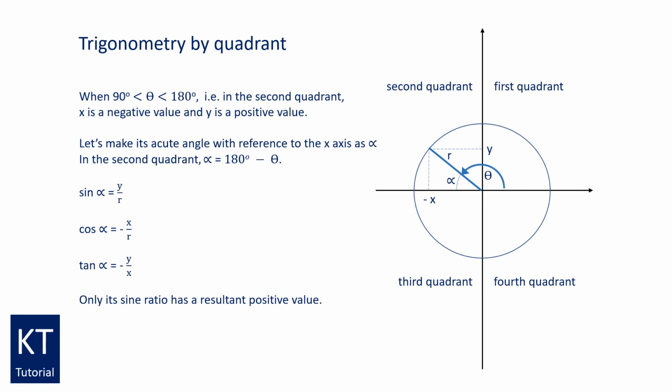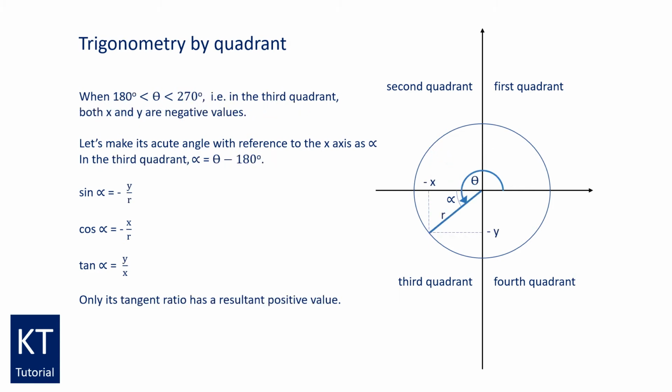Now when theta is between 90 and 180 degrees, which is in the second quadrant, its x is a negative value, whilst its y remains a positive value. By making its acute angle with reference to x-axis as alpha, in the second quadrant, alpha is equal to 180 degrees minus theta. In this case, sine alpha is a positive y over r, cos alpha is a negative x over r, and tangent alpha is a negative y over x. In the second quadrant, only its sine ratio has a resultant positive value.